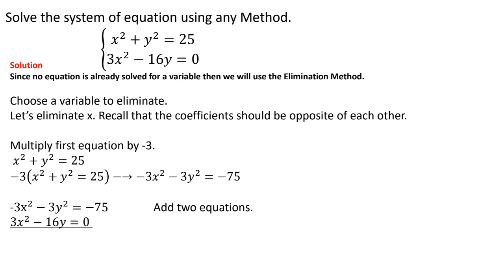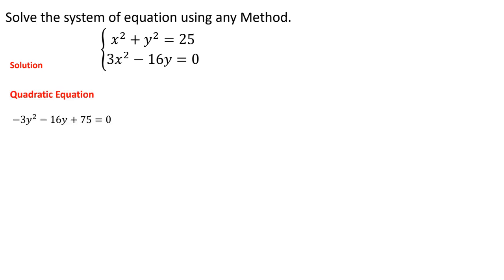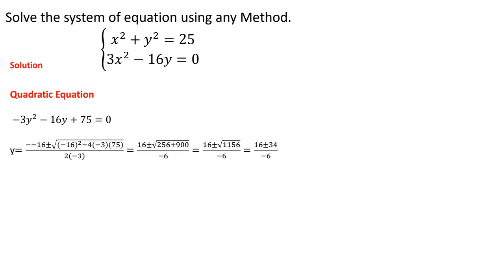The minus y squared, minus 16y squared, these are not like terms. So I'm just going to write them out, right? So when I add these, I have negative 3y squared minus 16y, and the negative 75 plus 0 is the negative 75. Again, I'm dealing with a quadratic, so I'm going to move everything to one side. So we have negative 3y squared minus 16y plus 75 is equal to 0. Okay, again, I'm going to use my quadratic equation again to solve for my values.